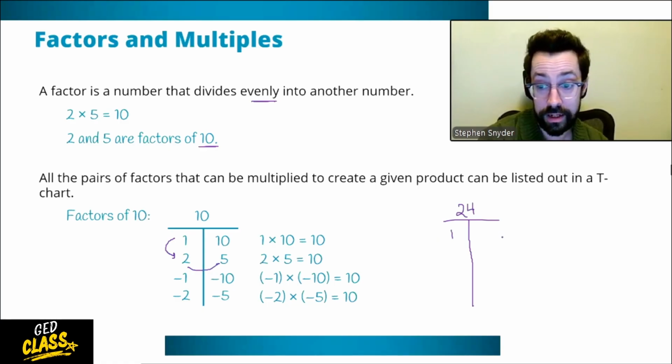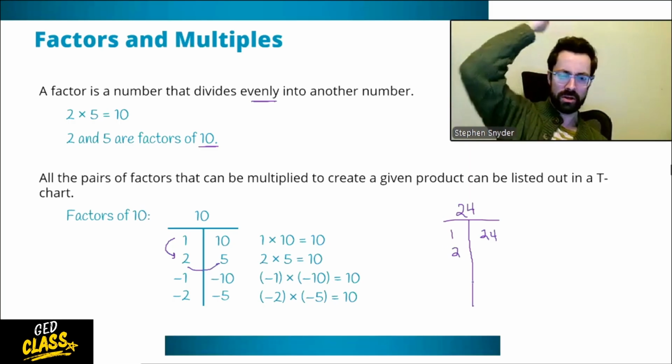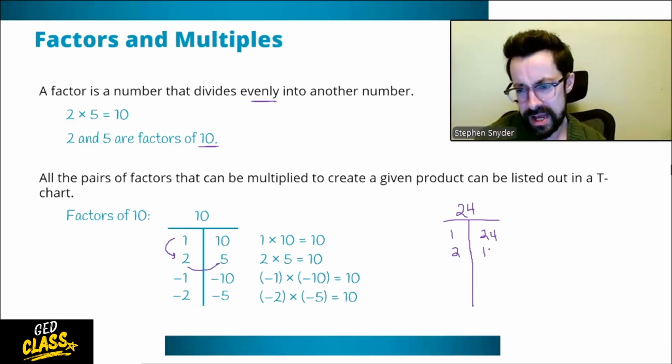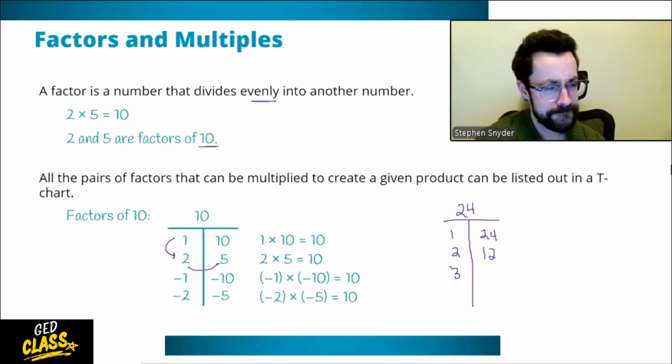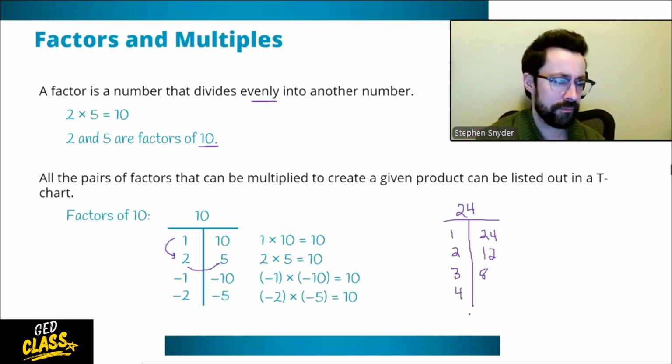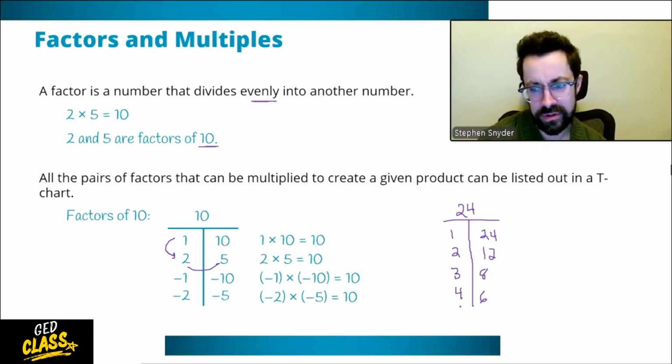Okay, so let's do it. Let's start with 1 and 24 because those are always factors. Now, y'all, does 2 go into 24? How many times does 2 go into 24? 12 times. Yup. How many times does 3 go into 24? 8 times. Yup. How many times does 4 go into 24? Yeah, 6 times. Does 5 go into 24? Nah. 5 does not go into 24. So we're done, at least with the positives, because now we're back over at 6.